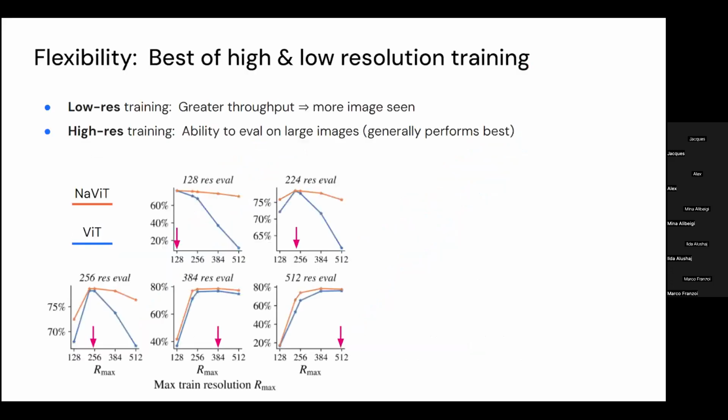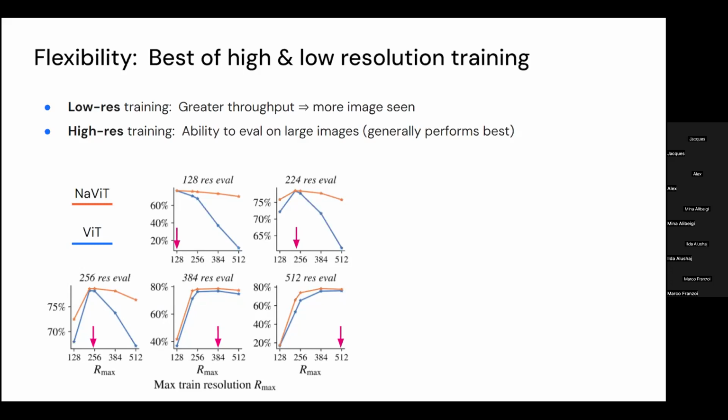So to dive a bit more into detail as to where this saving is coming from, and also the flexibility aspect, we can look at different resolution evaluations. What NaViT allows one to do is combine the best of low resolution and high resolution training. If one's training with fixed resolution, then the advantage of low resolution training is that one sees more images, and seeing more data is generally better. The advantage of high resolution training is it allows one to evaluate on high resolution images. So evaluating on high resolution images generally performs better.